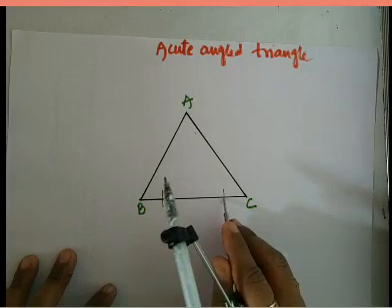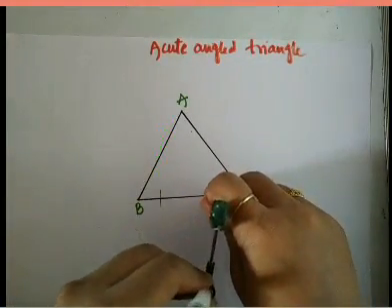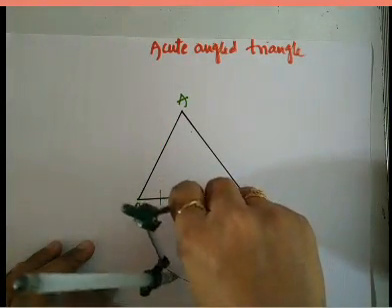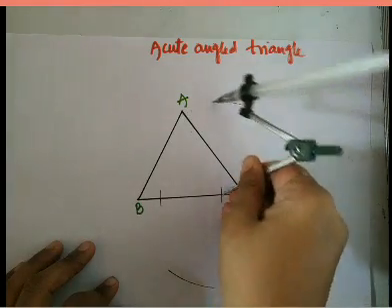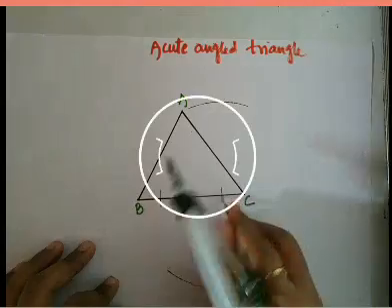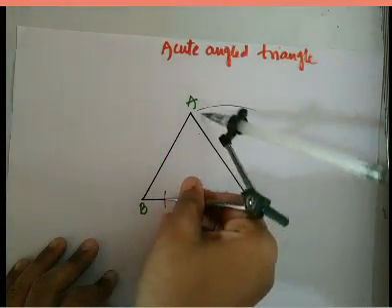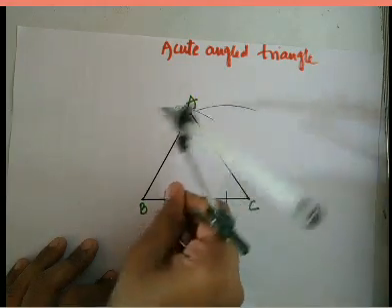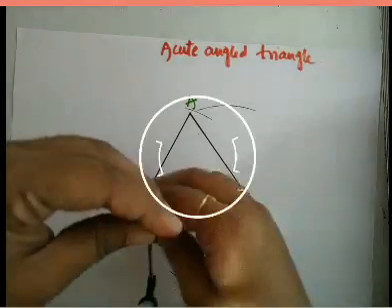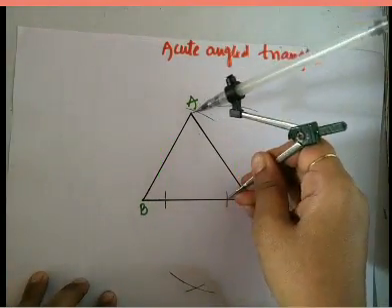Now these two arcs are intersecting on the segment. I'll keep the pointer here and draw an arc down and up. Okay, and now without changing the distance, I'll keep the pointer on this point of intersection and draw an arc up and down. And if you are not getting the point of intersection, extend it further.